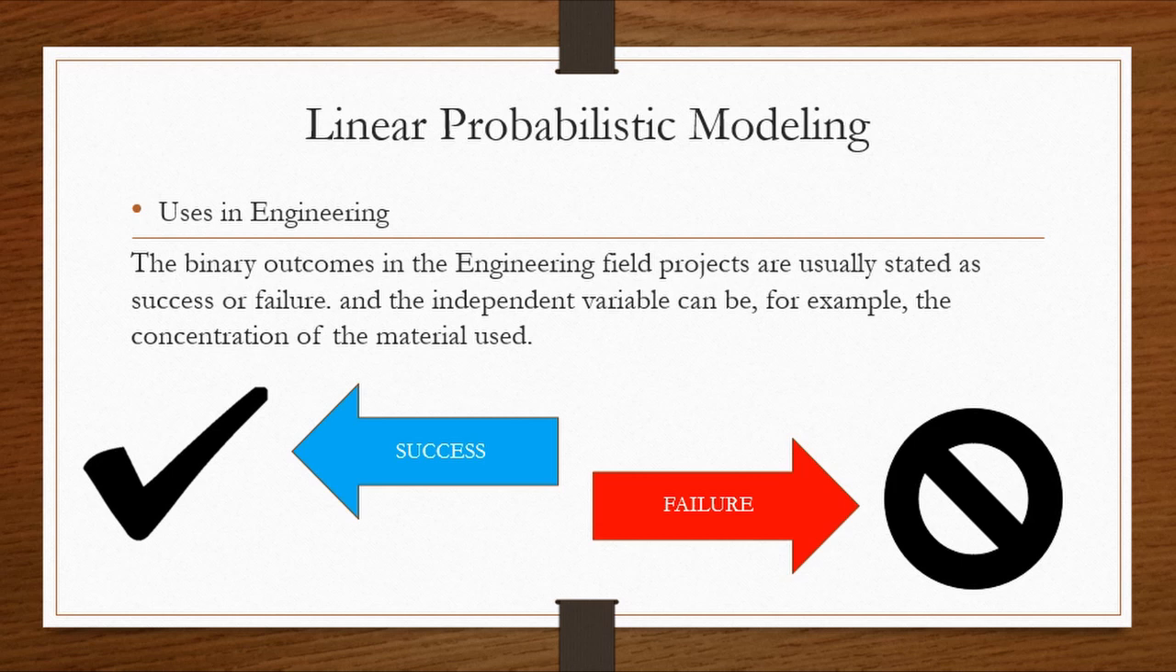Now, the uses of linear probabilistic modeling in engineering. The uses in engineering could be for projects that have only two outcomes. These binary outcomes can be, for example, true or false, yes, no, accept or deny. In engineering field projects, the binary outcomes are usually stated as success or failure, or accept or deny. And the independent variable can be something like temperature or concentration of material.